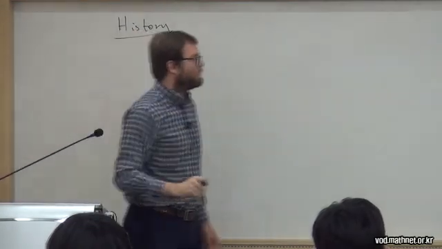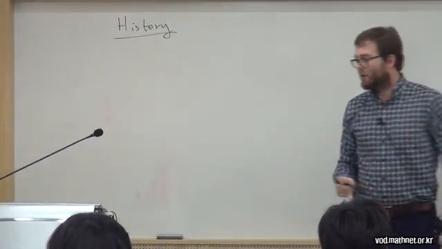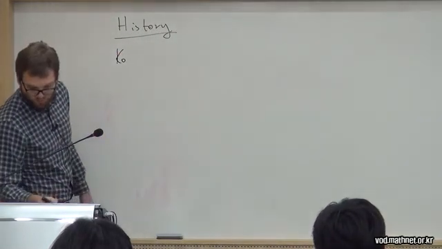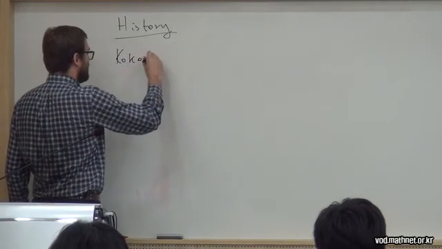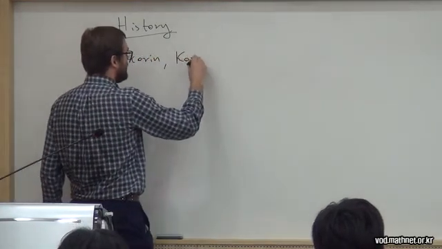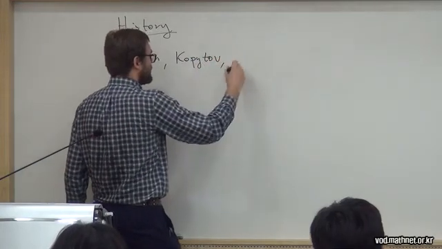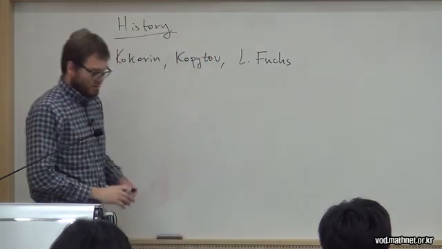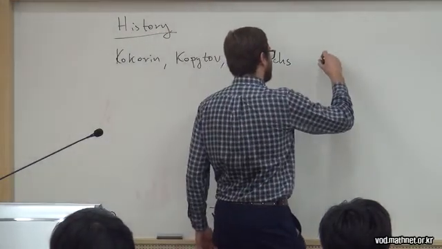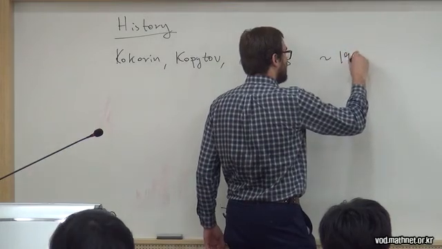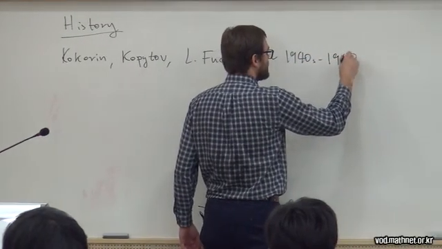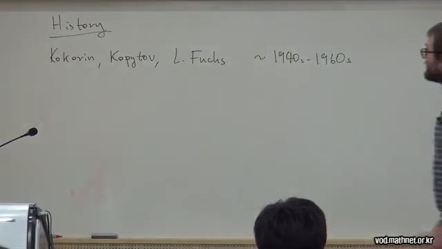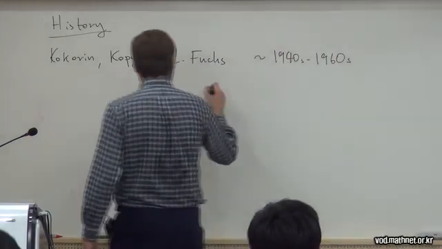So some important names in the theory of linearly orderable groups include Kokorin and Kopitov. Also Fuchs. So this theory here was developed in the 1940s through 1960s mostly. And the interest here was primarily algebraic.